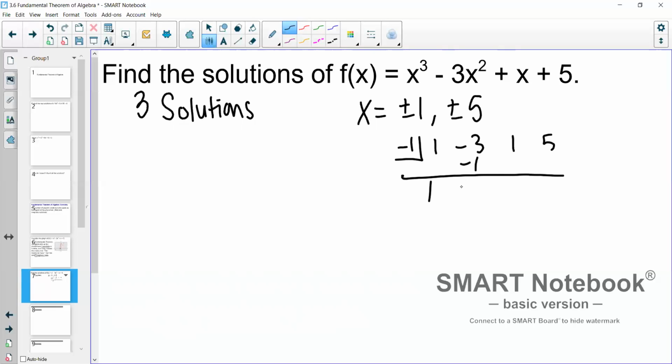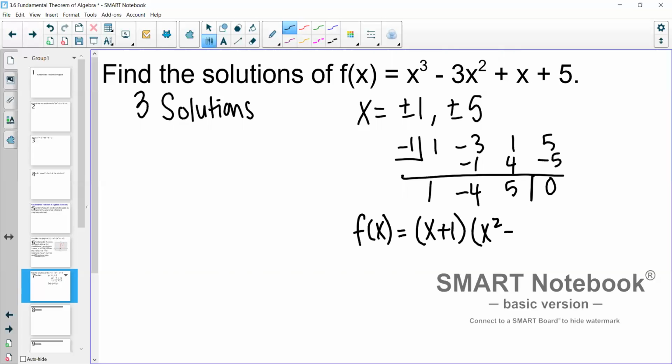So as we run through this synthetic division here, we end up getting a remainder of 0. So what that tells us is that this polynomial actually factors into f of x equals, remember it's going to be the opposite here, so (x + 1)(x² - 4x + 5). Now, I don't know about you, but I can't come up with a number that multiplies to 5 and adds to -4, right? That just doesn't work.